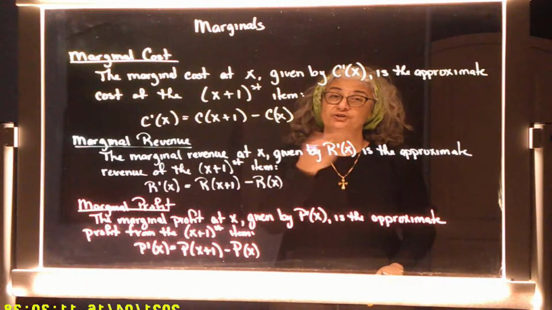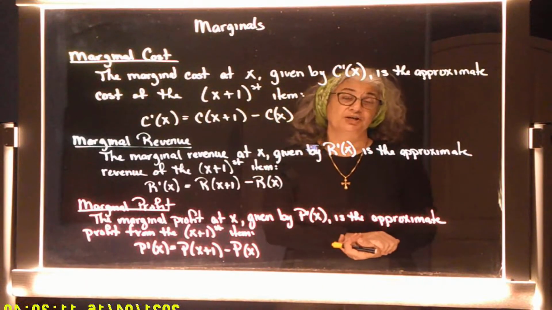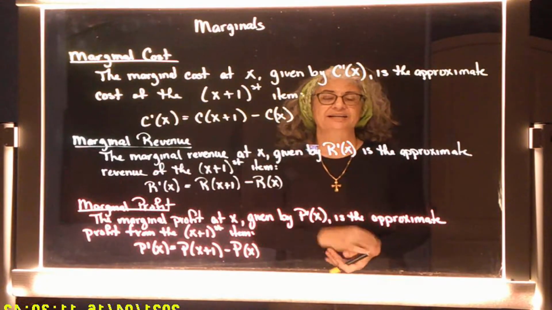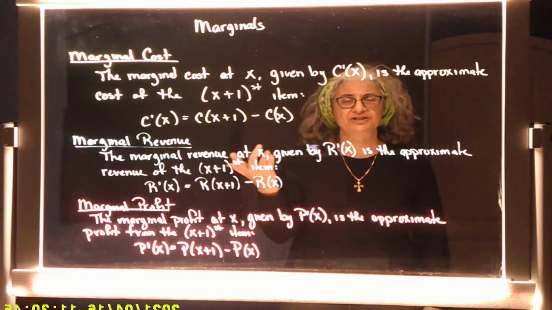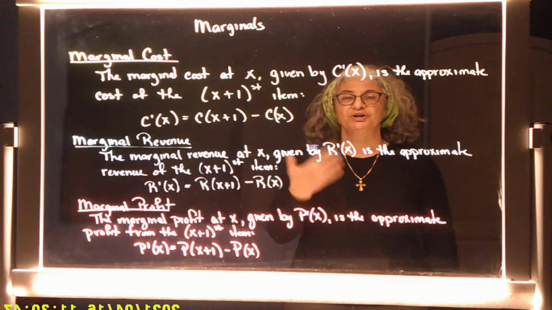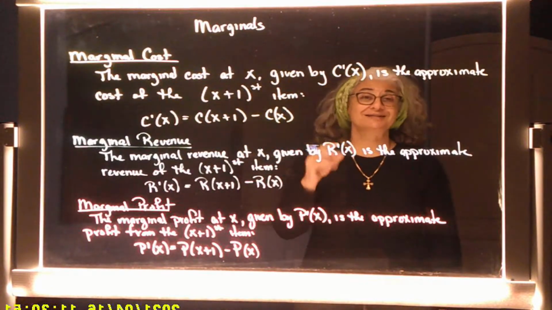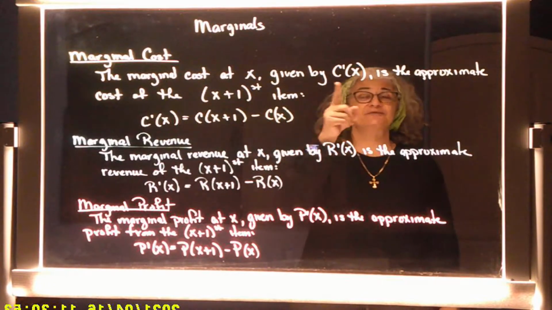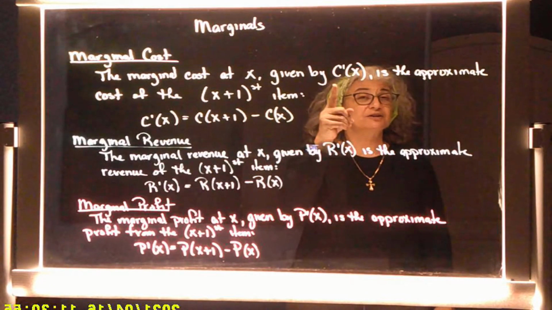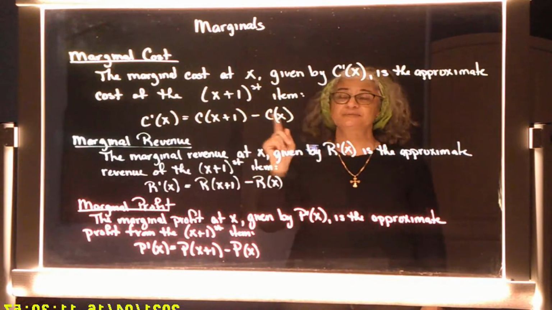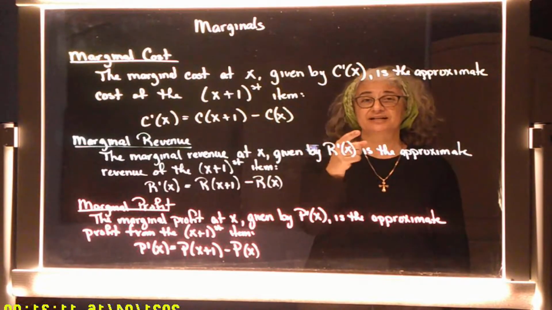All right, new topic called marginals. We have 3 definitions to look at, and gratefully when I know one definition, I pretty much know the other 2. So let's take a look. Marginal cost. The marginal cost at x, and that is given by the first derivative of the cost function, is the approximate cost of the x plus first item.